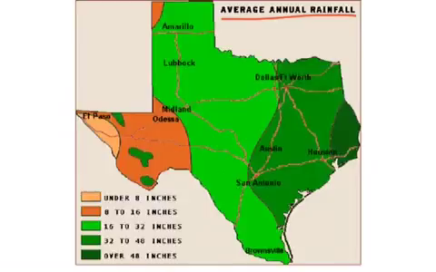Now, this is how we read a map. That concludes our video lesson on Chapter 2, Texas Place on Earth.